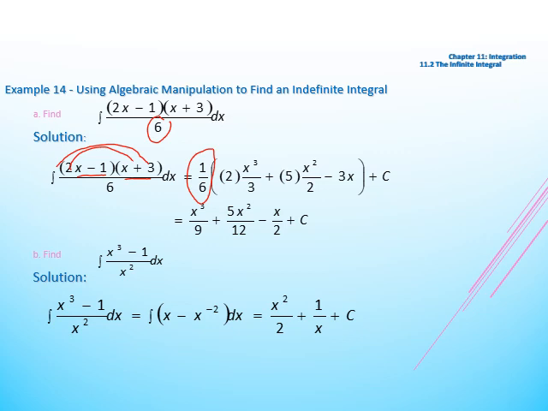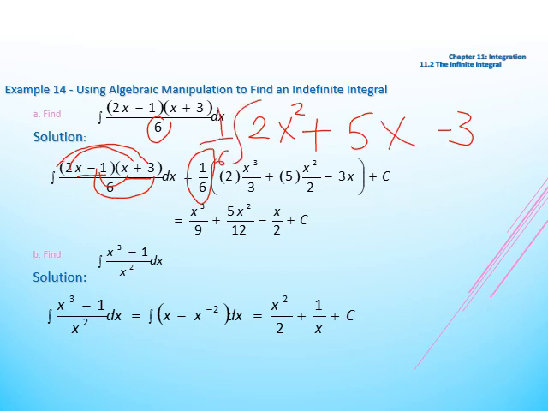2x times x equals 2x to the power 2. 2x times 3 equals plus 6x, minus 1 times x equals minus x, and finally minus 1 times 3 equals minus 3. Here 6x minus x equals 5x, so we can substitute this value by positive 5x and then make the integration.